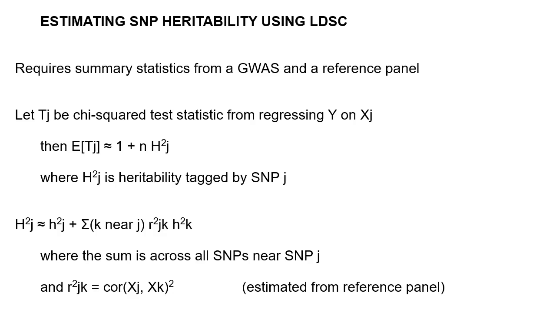The test statistic of a SNP depends on how much heritability a SNP tags. It also depends on the sample size. Here's an expression for the heritability tagged by SNP j. It's the heritability that the SNP contributes itself, plus how much of the heritability it tags from neighbouring SNPs. So here, r squared_jk is the correlation squared between SNP j and SNP k.